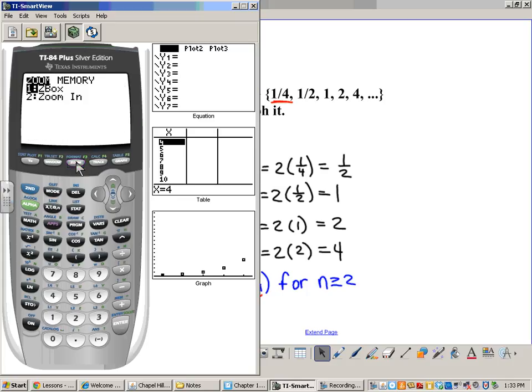And let's look at a graph for that. And here we have our graph.